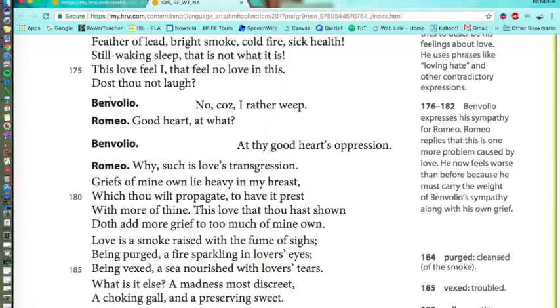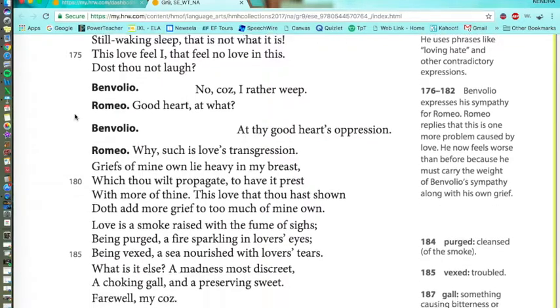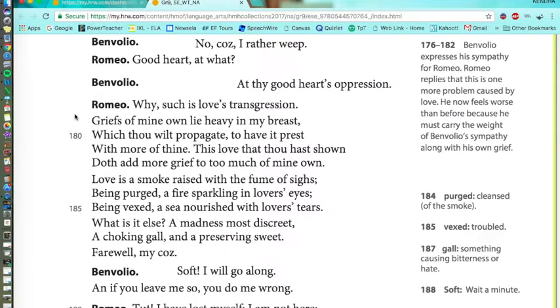And so then he says, "Dost thou not laugh?" And then Benvolio says, "No, coz." So he's like, are you laughing at me? Benvolio's like, "No, coz, I rather weep." So Benvolio feels bad for Romeo. And Romeo says, "Good heart, at what?" Benvolio, "At thy good heart's oppression." Romeo, "Why, such is love's transgression. Griefs of mine own lie heavy in my breast, which thou wilt propagate, to have it pressed with more of thine. This love that thou hast shown doth add more grief to too much of mine own."